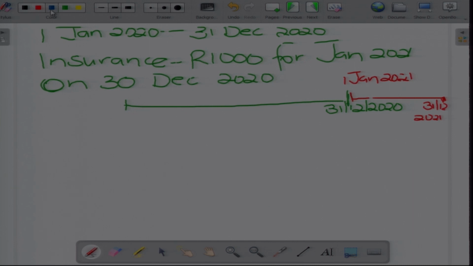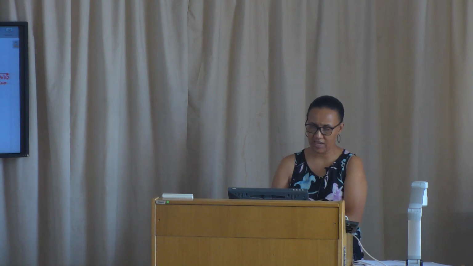Now, what are they saying? They're saying that on the 30th of December you paid 1,000 Rand, but it's only for next year. Right. So meaning the insurance that you paid is not meant for this financial year. So as soon as it's in the wrong year and it should not be here, we need to adjust it. Right. Now, how do we adjust it?